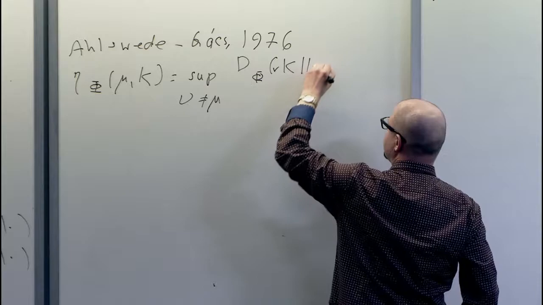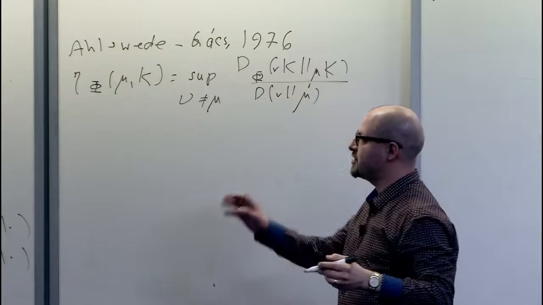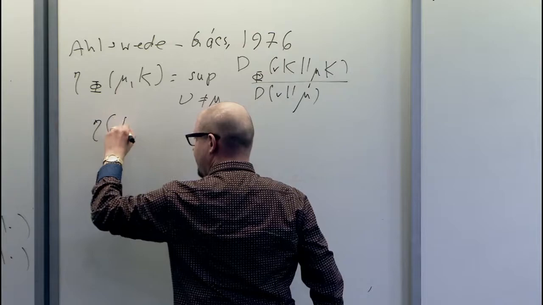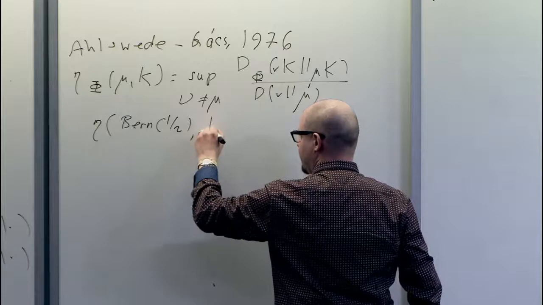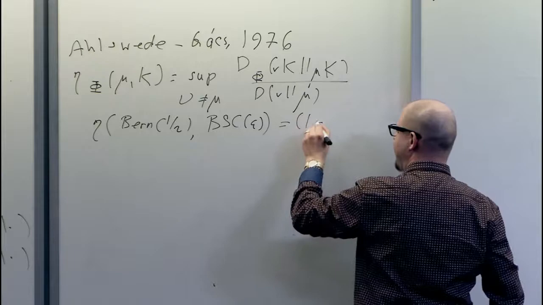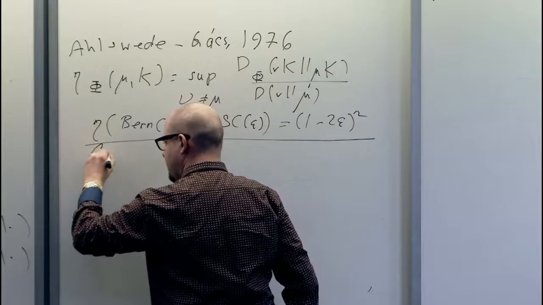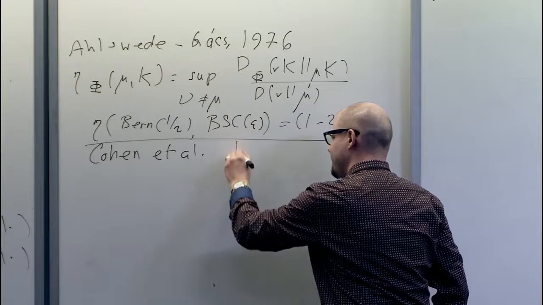Right. So what Ahlswede and Gács proved, and this is just a minor result in that paper, but at least it shows you something interesting. They proved that the relative entropy, so when I don't write phi, that means relative entropy, of the reference measure being just a fair coin toss, Bernoulli half, and the channel being the binary symmetric channel with parameter epsilon, is equal to exactly (1 minus 2 epsilon) squared. Since then, the arbitrary phi divergence was taken up by Cohen et al. I think that paper has like six authors, 1993. They showed some interesting things.